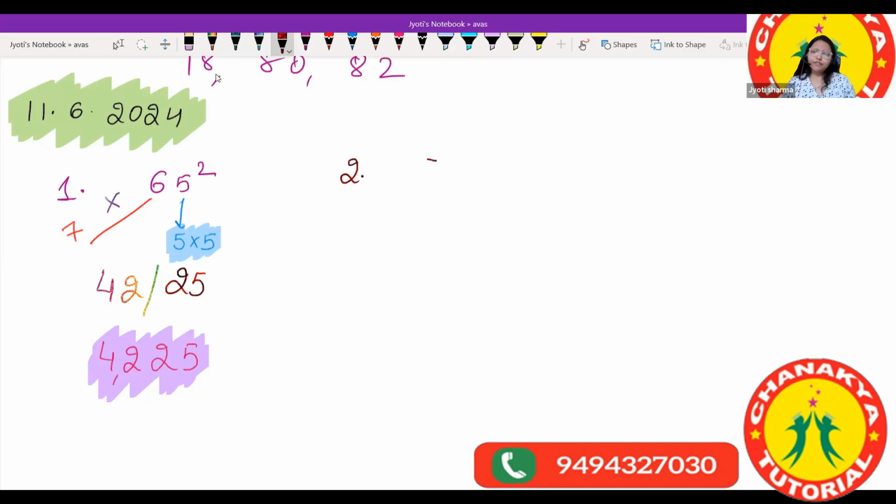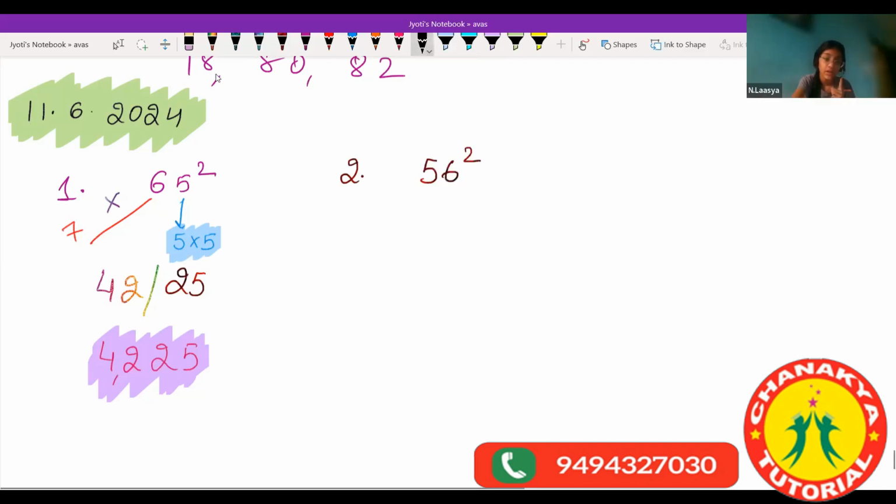Now, if your number is just starting with 5, let's say 56 square. Ma'am, a small doubt: at 5 square we multiplied 5 into 5, and the 6 we have multiplied with the successor of it, right? Yeah.